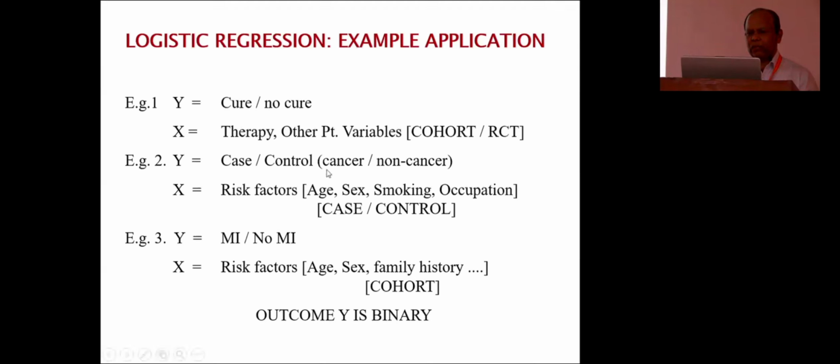Cure or no cure, with all these covariates which you have. Case or control in case-control studies, with these as your risk factors. Myocardial infarction, yes or no, with risk factors. The outcome is binary. So for logistic regression analysis, it is usually advised to have the bad event as 1 and the good event as 0. It is easy to interpret.